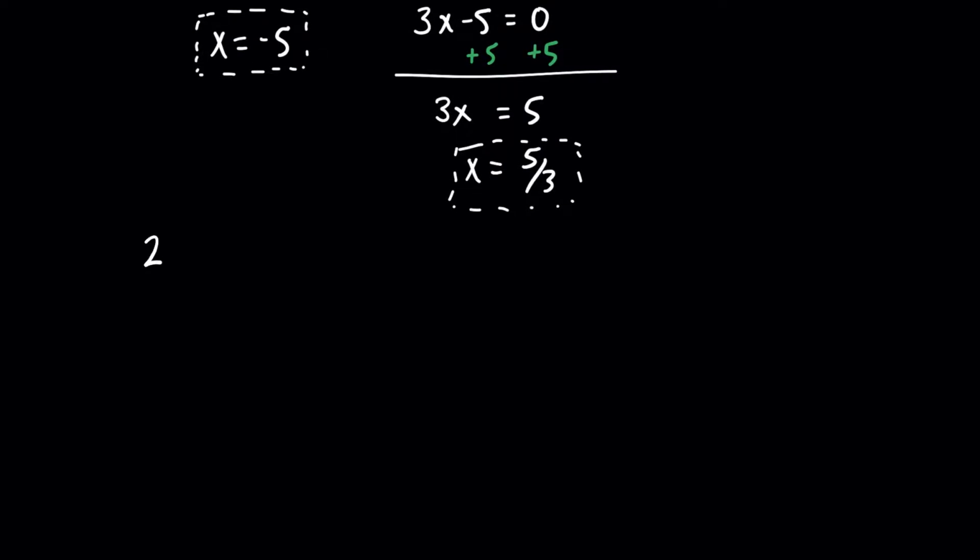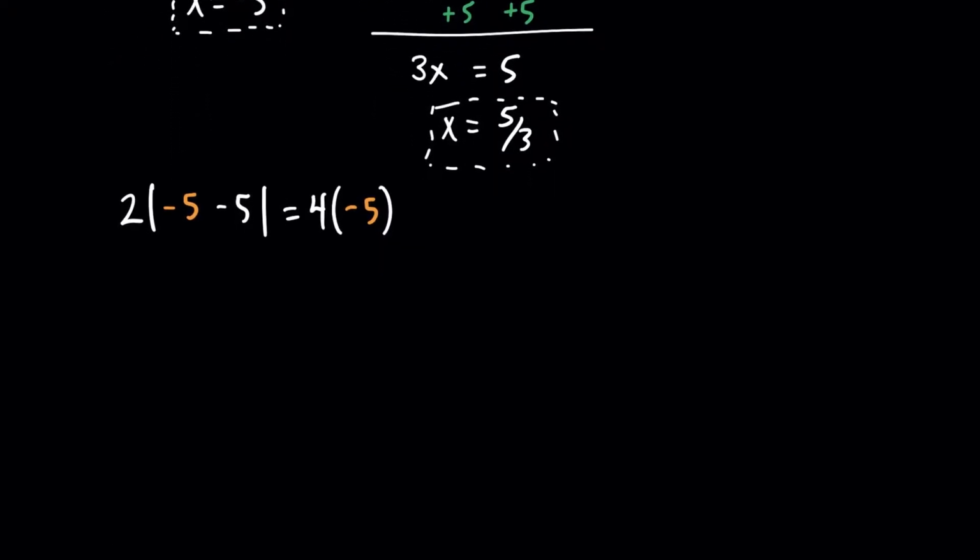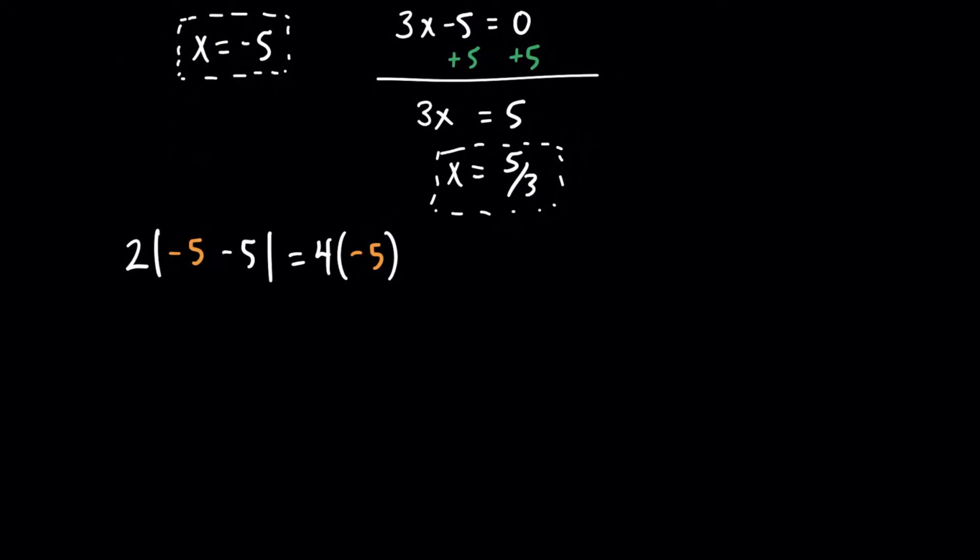So 2 times the absolute value of x, which in our case, I'm going to do x in orange. So x minus 5 is equal to 4 times x. I just want to scroll up and make sure I got that right. 2 times the absolute value of x minus 5 is equal to 4 times x. Okay? All right, so we have taken our second solution here, and we've substituted the solution that we got back into the original. So it was 2 times the absolute value of x minus 5 is equal to 4 times x. Let's see if this is actually true, because we're not claiming that it's true. We're just double checking to make sure it's true.